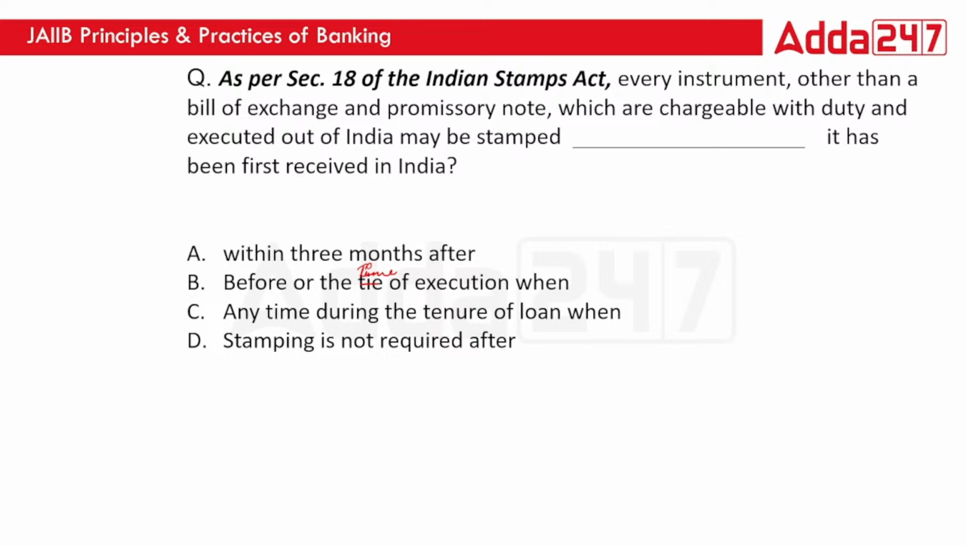As per Section 18 of the Indian Stamp Act, every instrument other than a bill of exchange or promissory note which are chargeable with duty and executed out of India may be stamped within 3 months after it has been first received in India, before, or at the time of execution, any time during the tenure of loan, or stamping is not required after. So right answer is that it can be done within 3 months after.